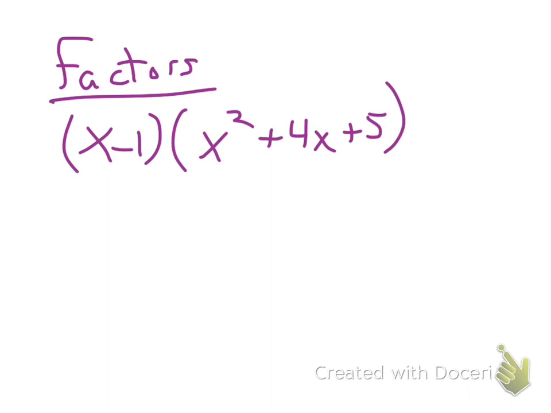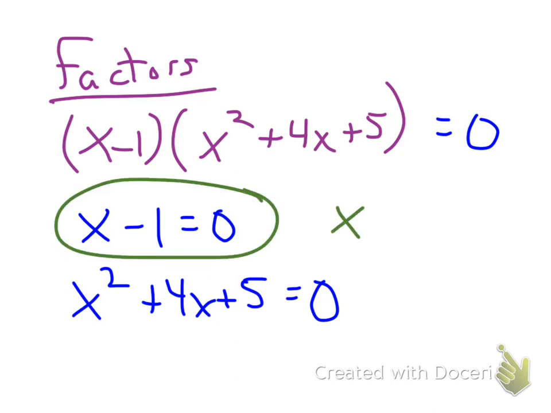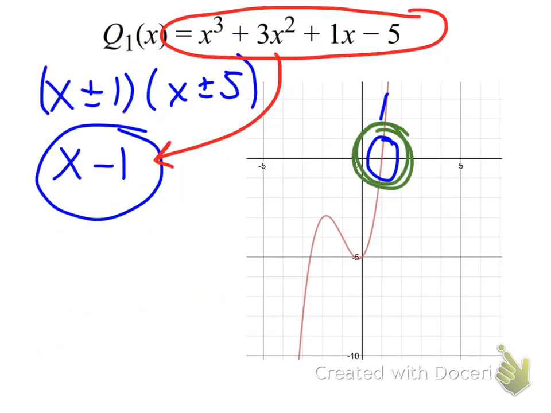The next thing I want to do is find my roots. And to find the roots, those are the values that make the polynomial equal 0. So now I'm going to do zero product property. So x minus 1 equals 0. And x squared plus 4x plus 5 equals 0. So figuring out this one right here, that's easy enough. I get x equals positive 1. And that one was actually given to us on the very first slide I looked at on the graph. So if we look at our graph again, that was our root right there of 1.